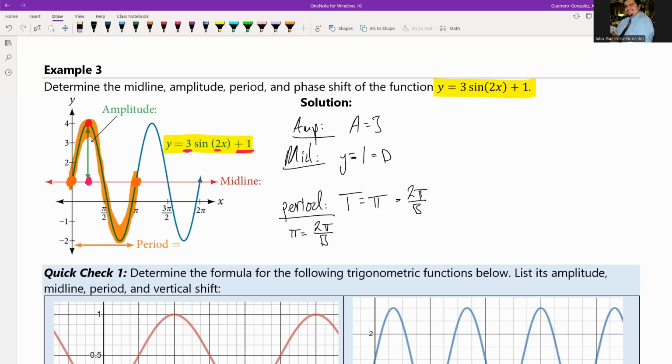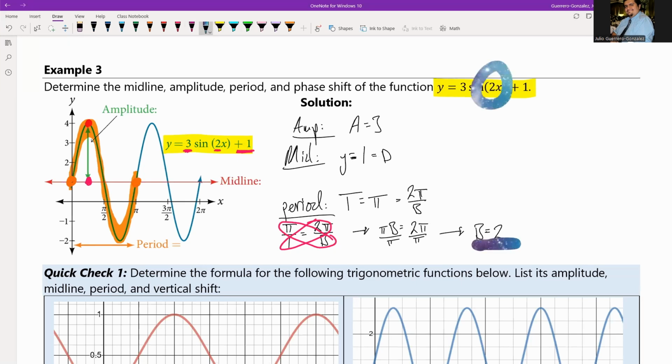I can grab my pi and make it over 1. I can grab anything I want and put it over 1. This looks like something I can cross multiply now. So this yields pi b is equal to 2 pi. I want b by itself, so divide by pi. B is equal to 2, and we are done. There is the 2 that's missing from our equation. Got it?